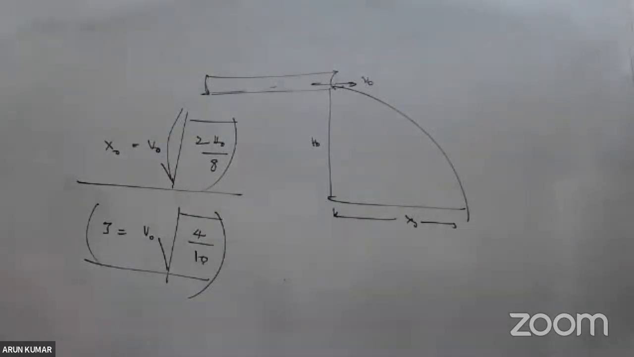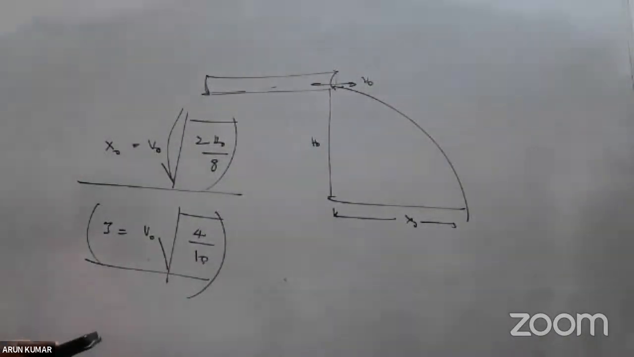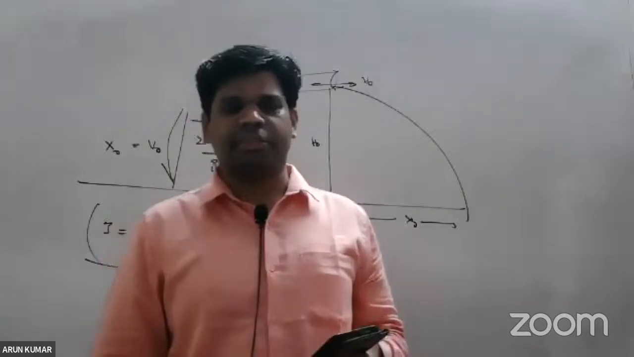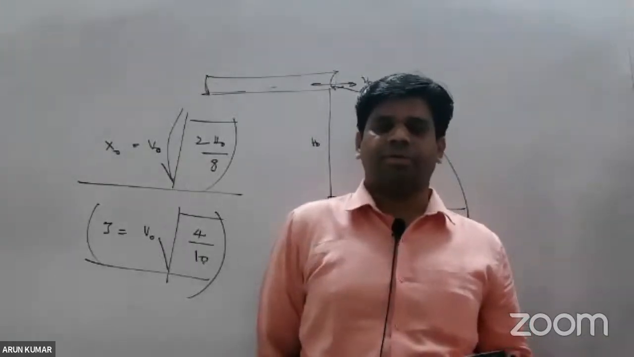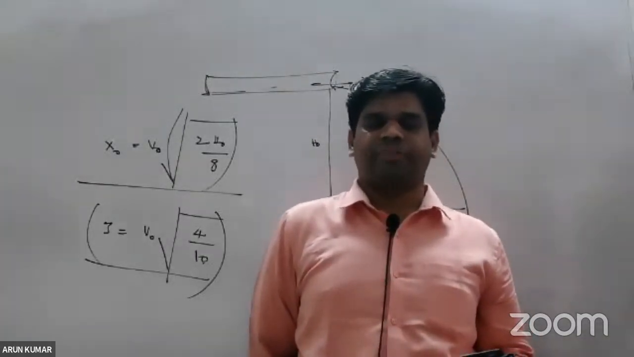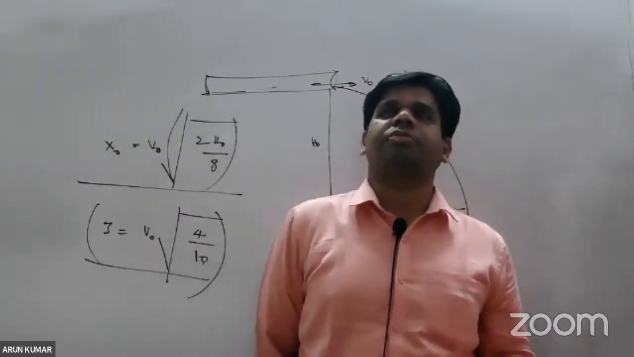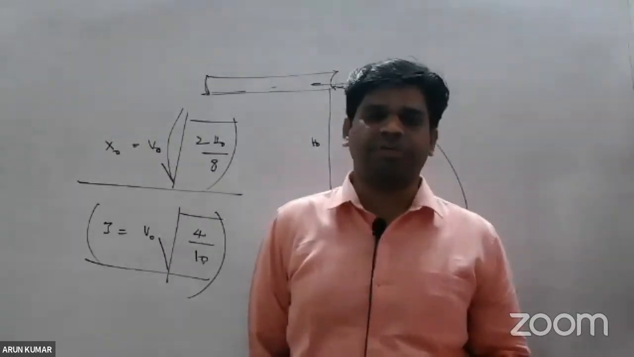Find out v naught. That's it. Three root 10 by 2, sir. Yeah, that's it. 3 root 10 by 2. Right. If you further simplify, you get the answer. 3 root 10 by 2: root 10 is approximately 3 point something, and 3 by 2 is 1.5. 3 point something means 1.6, and 1.6 into 3.2 is 4.7. Yes, 4.8 or 4.7, somewhere around that.